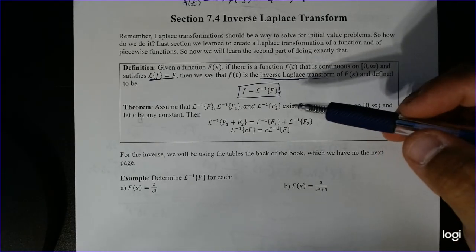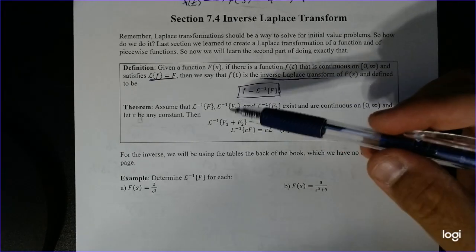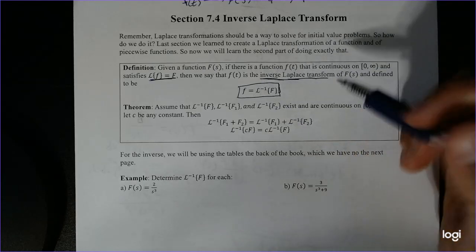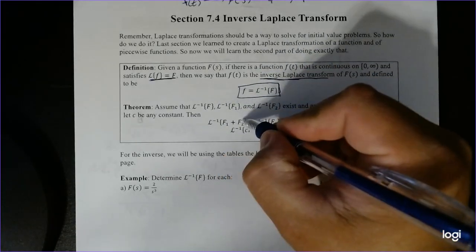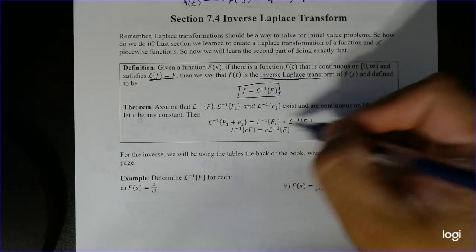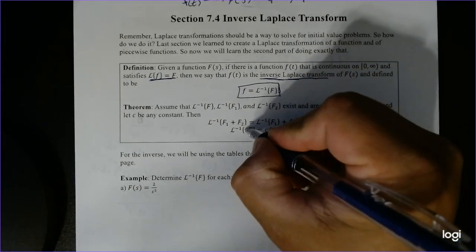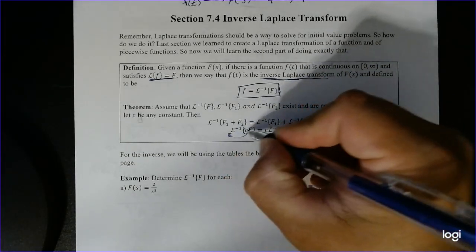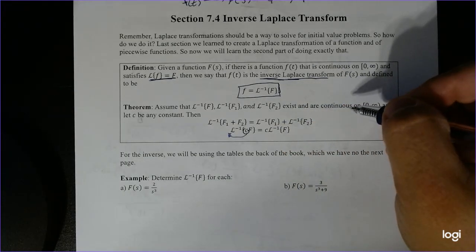Now, just like when we came to additions, the same thing applies for Laplace inverses. If I want to find the inverse of two functions being added together, I can split them up, find the inverse Laplace transforms individually, and then put them together. Same thing with a constant: I could bring it to the front, do the first part, and then multiply by the constant again.